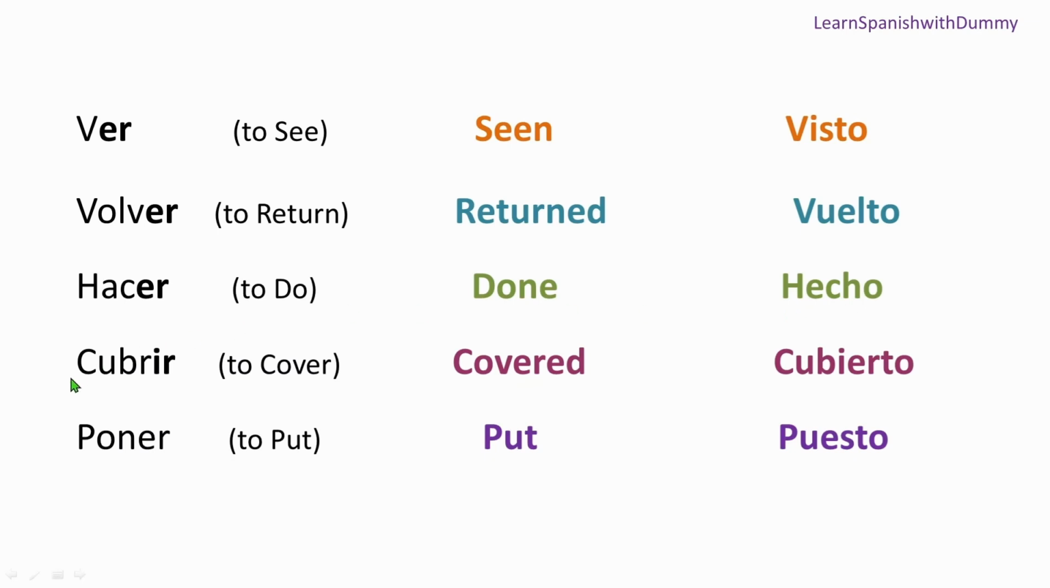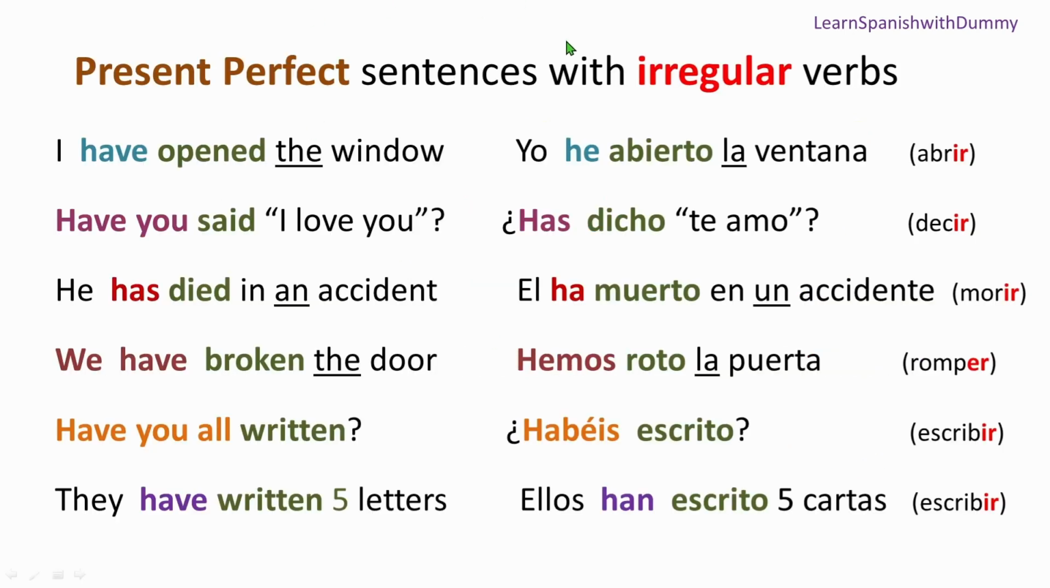Cubrir. Cubrir is to cover. I want to make it covered, right? He has covered me, right? So if you want to make it covered, it's cubierto. Cubrir will change to cubierto. Now we have poner. Poner means to put, right? And the past participle of put is put only, right? So when you make it from poner, it's puesto. Puesto is put.